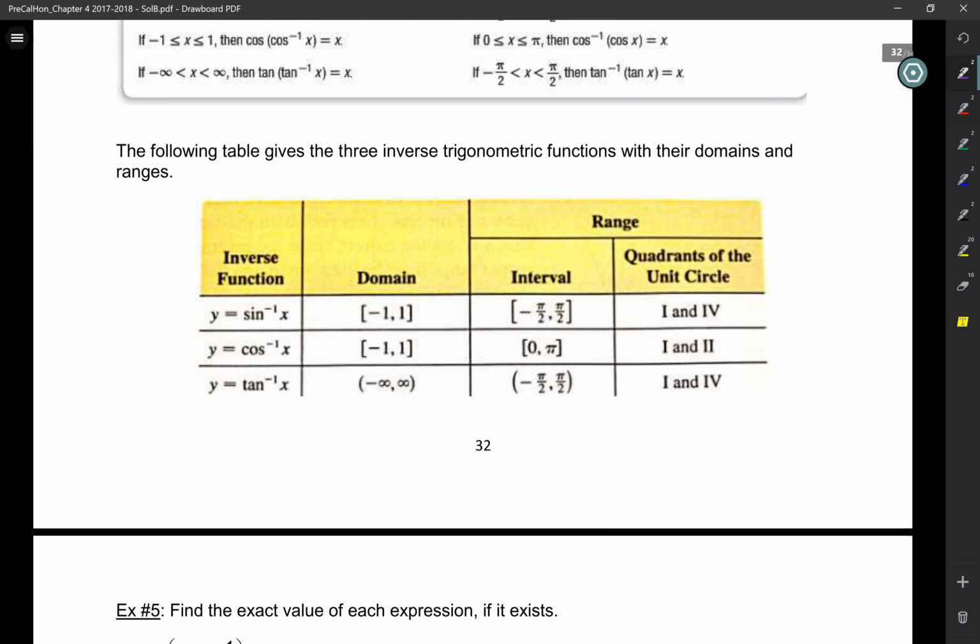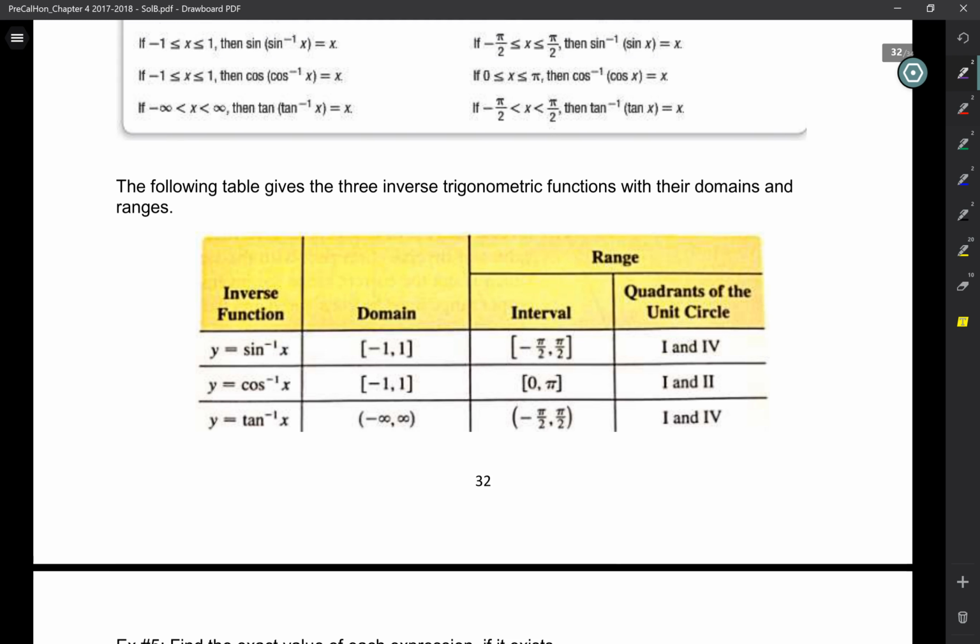When you have inverse sine, the domain is going to be from negative 1 to 1. So for sine inverse of something, that number has to be between negative 1 and 1. For cosine, it's got to be between negative 1 and 1. So we can't take the inverse sine or inverse cosine of 2. For tangent, you can take the inverse tangent of any number, because tangent has no bound. Now, the other two columns are for the range.